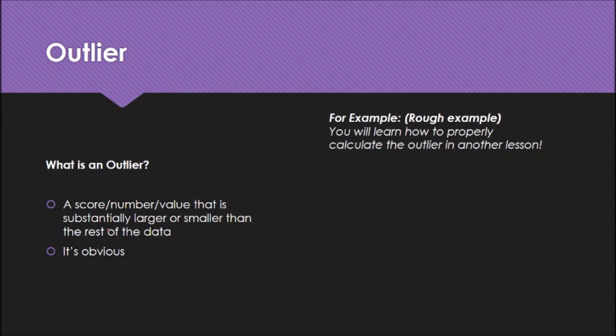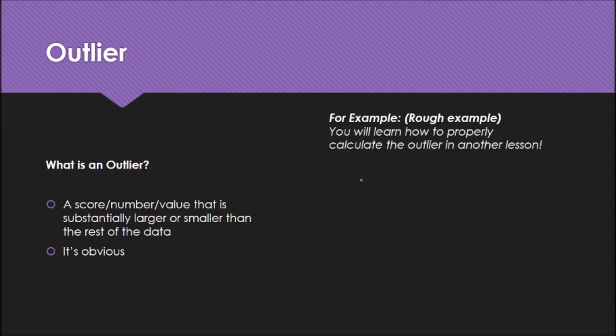So an outlier is a score, number, or value that is substantially larger or smaller than the rest of the data, so it's obvious. Usually there's a formula for it, but I'm just going to quickly show you an example so you know visually what I'm talking about.